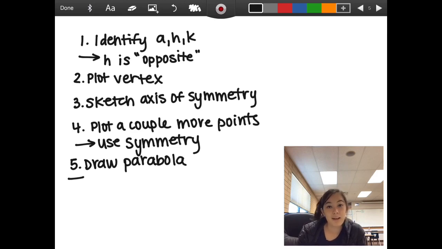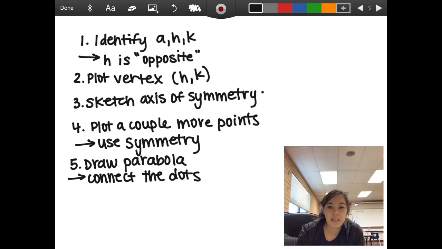Connecting the dots is pretty fun. I think it's pretty cathartic. So make sure you know all these steps. It should be in your packet, but if it's not, just go ahead and write them down. And remember, the vertex is at (h, k), and the axis of symmetry is x equals h. I really like vertex form. I think it's great because it really explains stuff, but let me know if you have any questions.